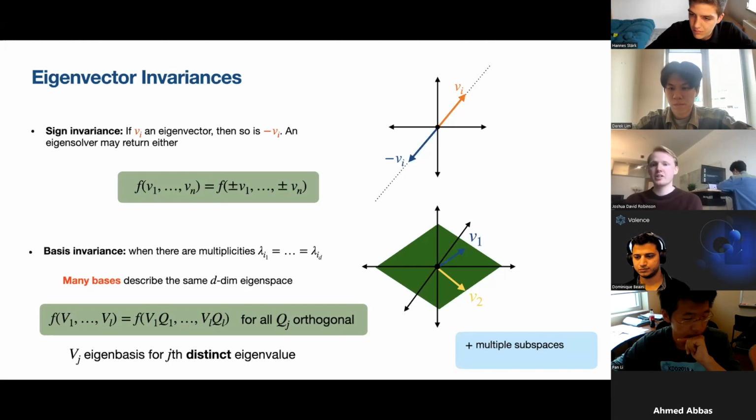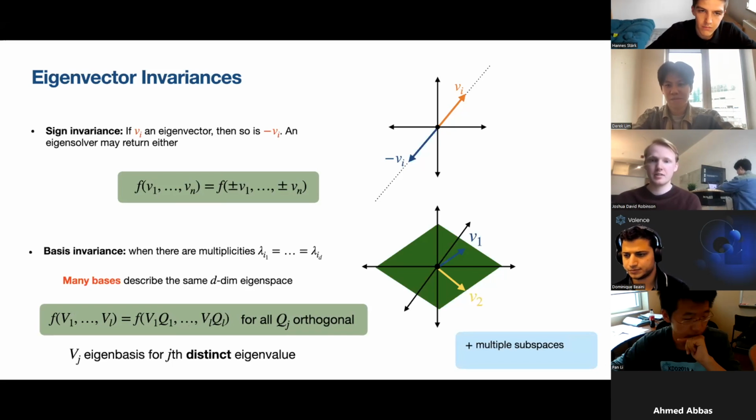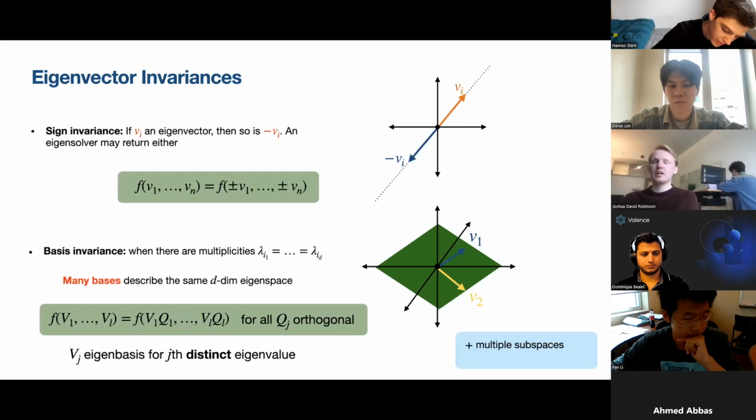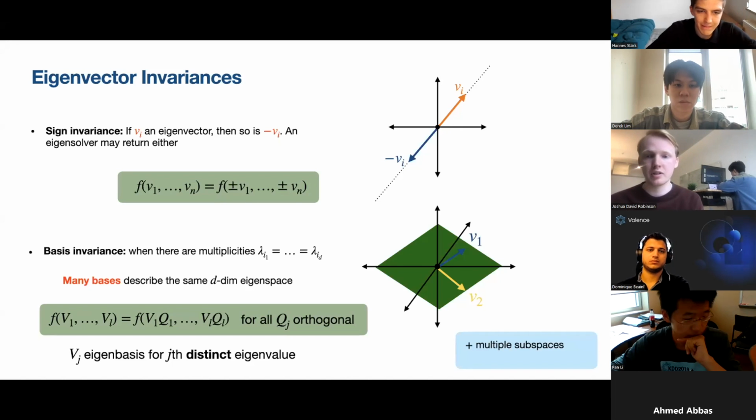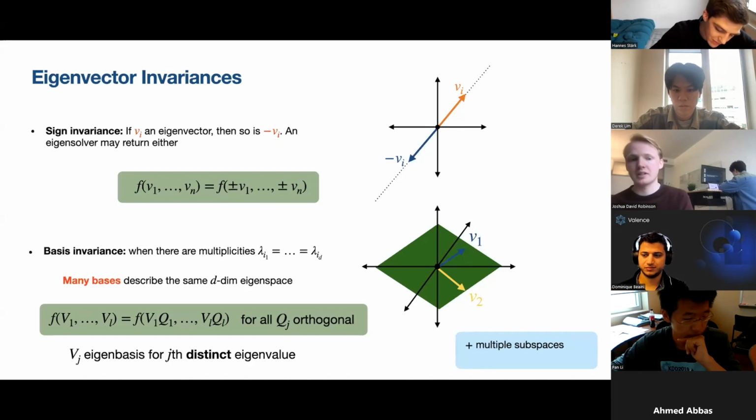This formulation can be easily extended to the case of multiple vectors or eigenspaces. In the case of multiple eigenvectors, we simply want f to be invariant to the sign configuration of all n eigenvectors. And in the case of many bases, as before, we have V_j's, which stack column-wise the eigenvectors corresponding to the jth distinct eigenvalue. We want to be able to apply any orthogonal matrix to transform each of those eigenbases into any other eigenbasis describing the same underlying eigenspace, and for our function f to remain unchanged in its value.